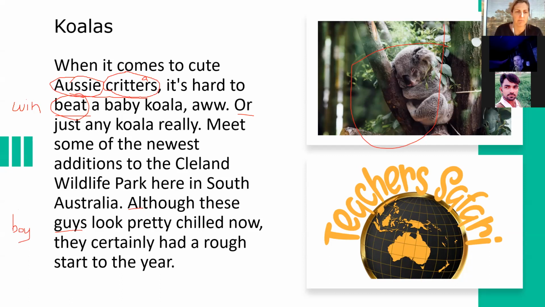What does pretty chilled mean? This is relaxed. Okay, relaxed, yes. So pretty chilled. So I feel pretty chilled today. How are you? Yeah, I'm pretty chilled. I'm relaxed. Okay, like that. You got it? Yeah, ma'am. Got it.